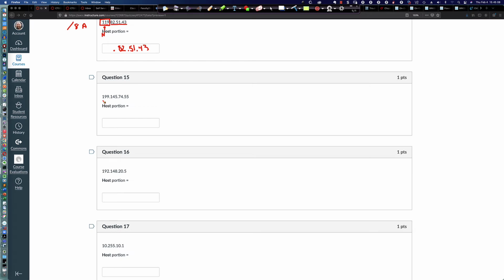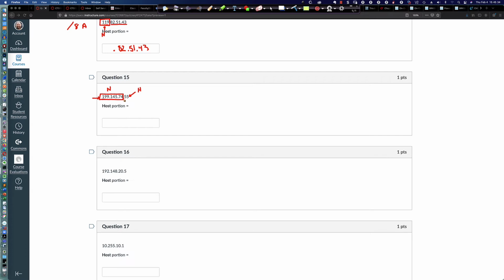And then we come to question number 15, and we see 199, and again, that 192.168 that we like to work with. This should be setting alarm bells off. It's going to be a Class C, meaning the first 24 bits belong to the network portion of the address, and only the last 8 bits belong to the host portion of the address.